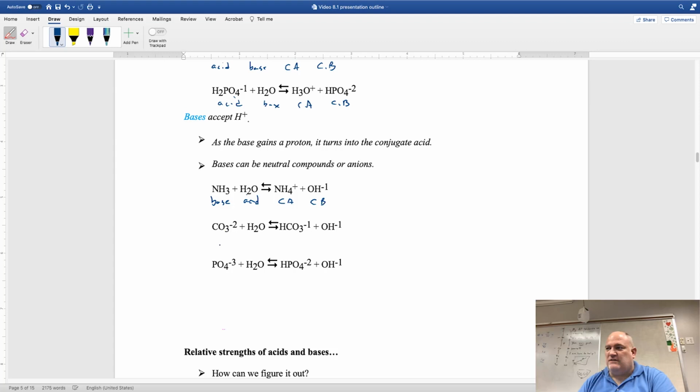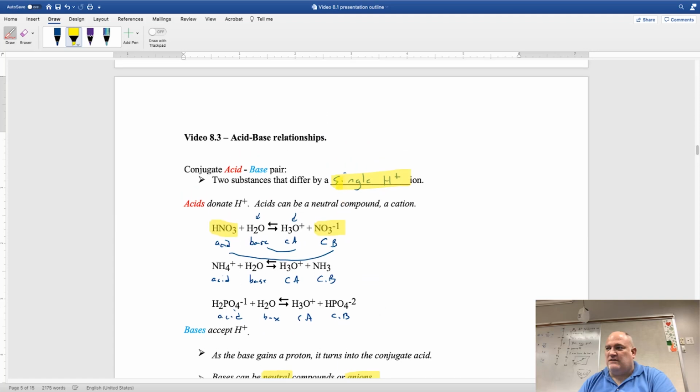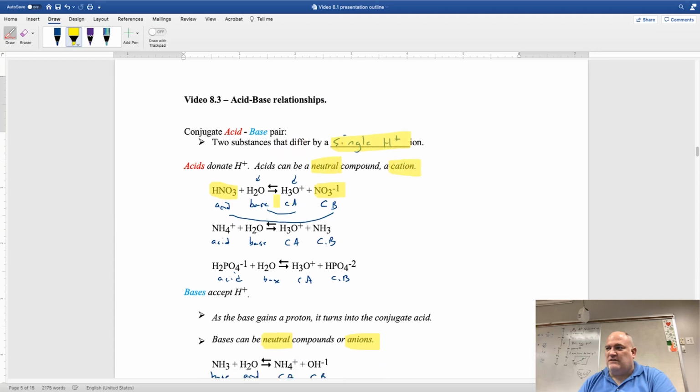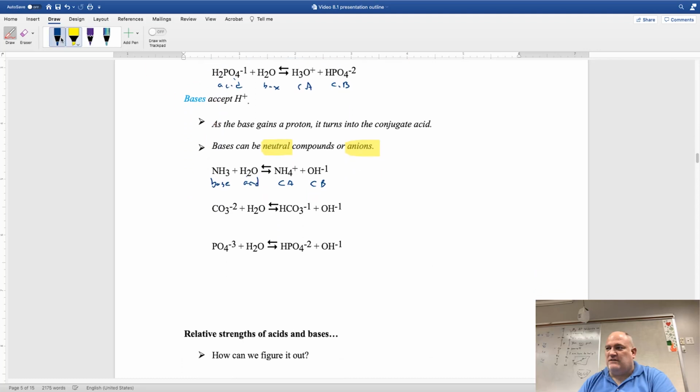Similarly, and this is kind of weird, I want to emphasize this as well: typically, bases are either neutral or they're anions, they're negative, whereas acids typically are neutral or cations. So if you ever have a cation, a positive ion, you're going to be dealing with an acid. If you have a negative ion, you're going to be dealing with a base. And that is the case right here. This is a base, CO3 2 minus.